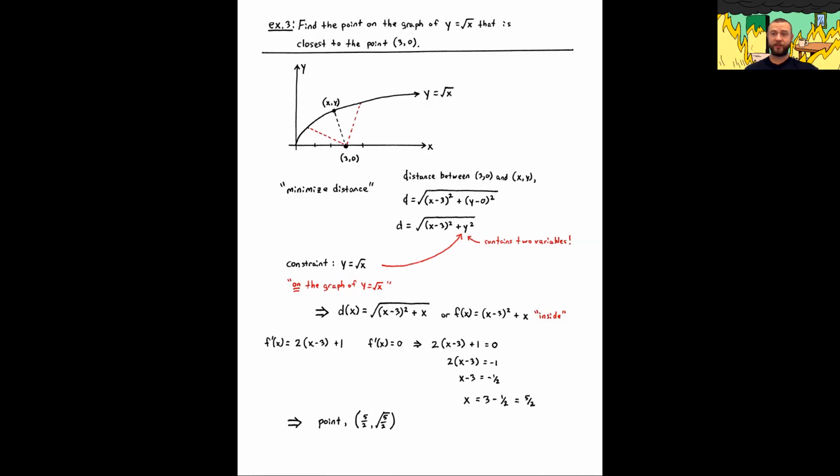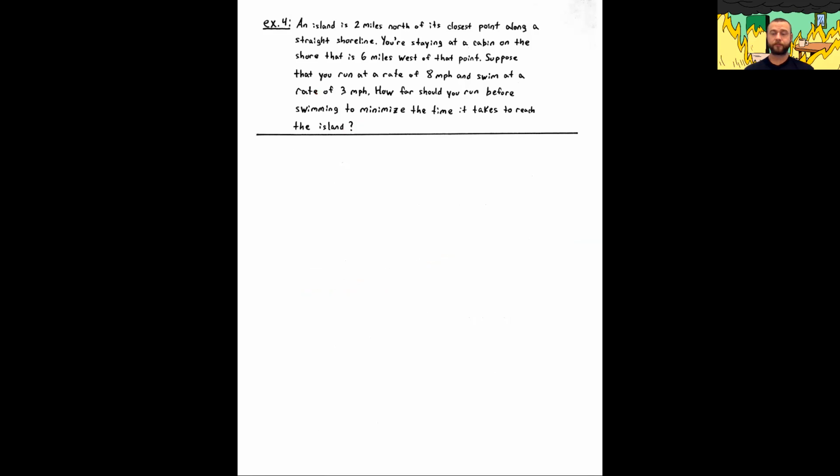Example 4 that we'll be getting to is probably one of the more complicated optimization problems that I could expect a student in their first calculus course to answer. We'll go through it. You'll want to give yourself a lot of time for it. Let's go ahead to example 4.